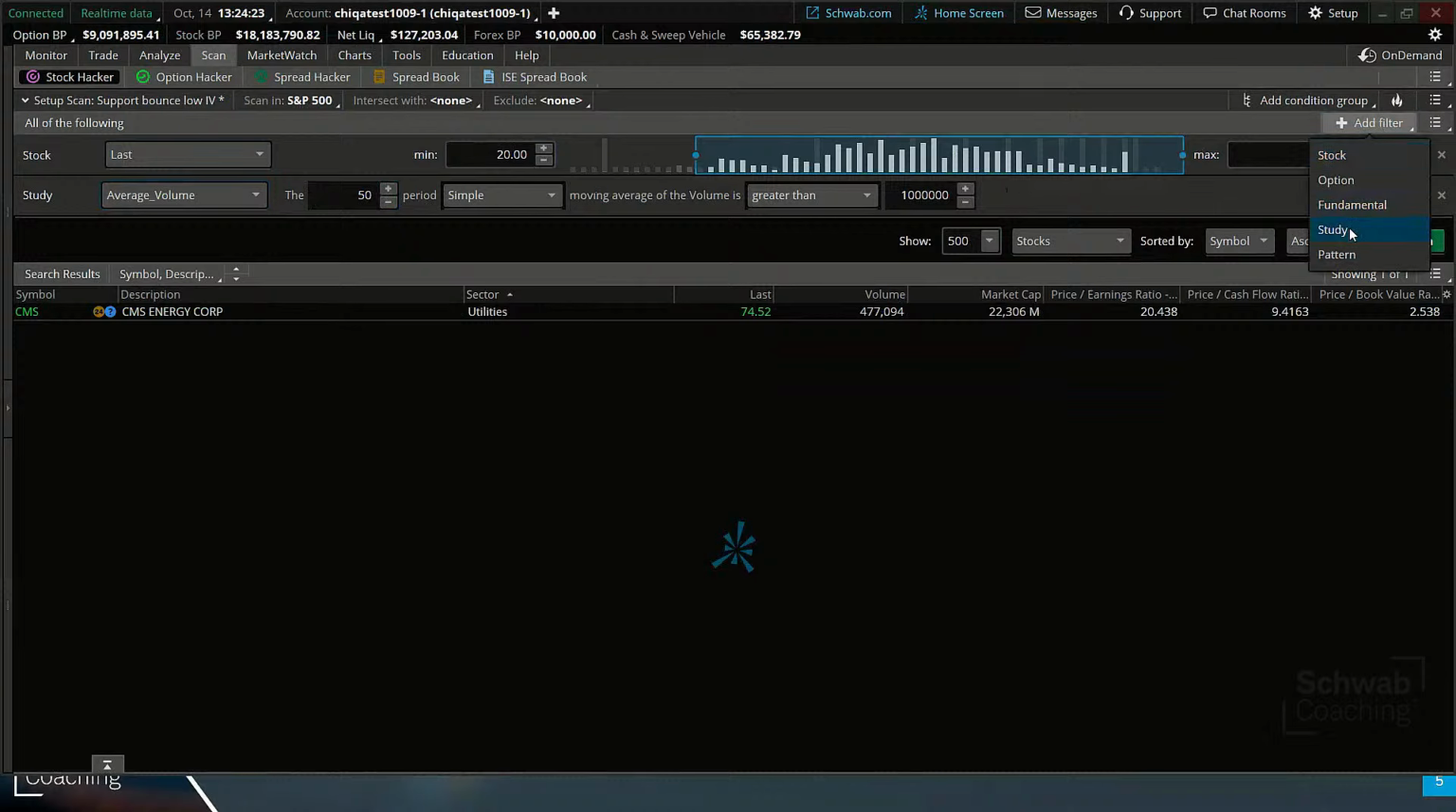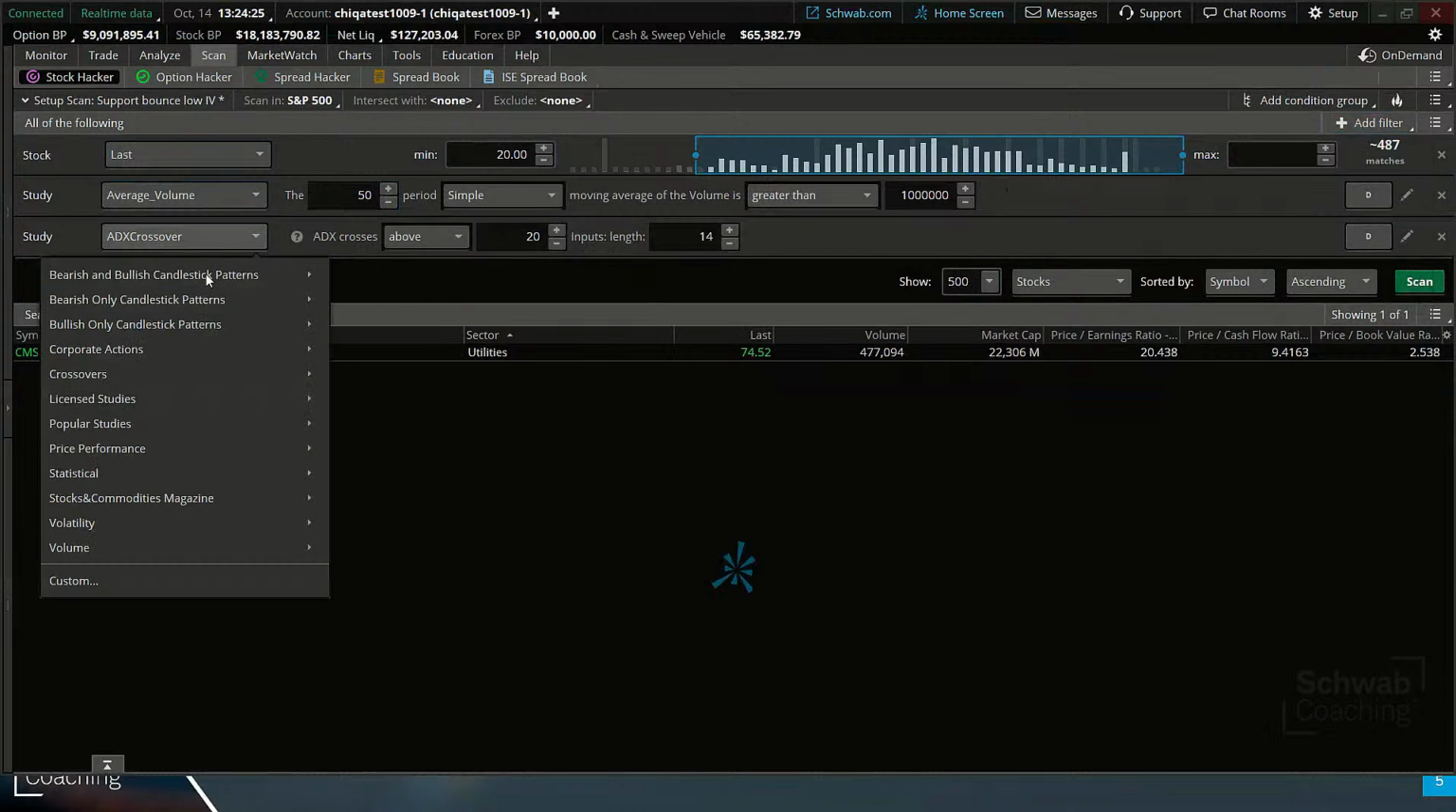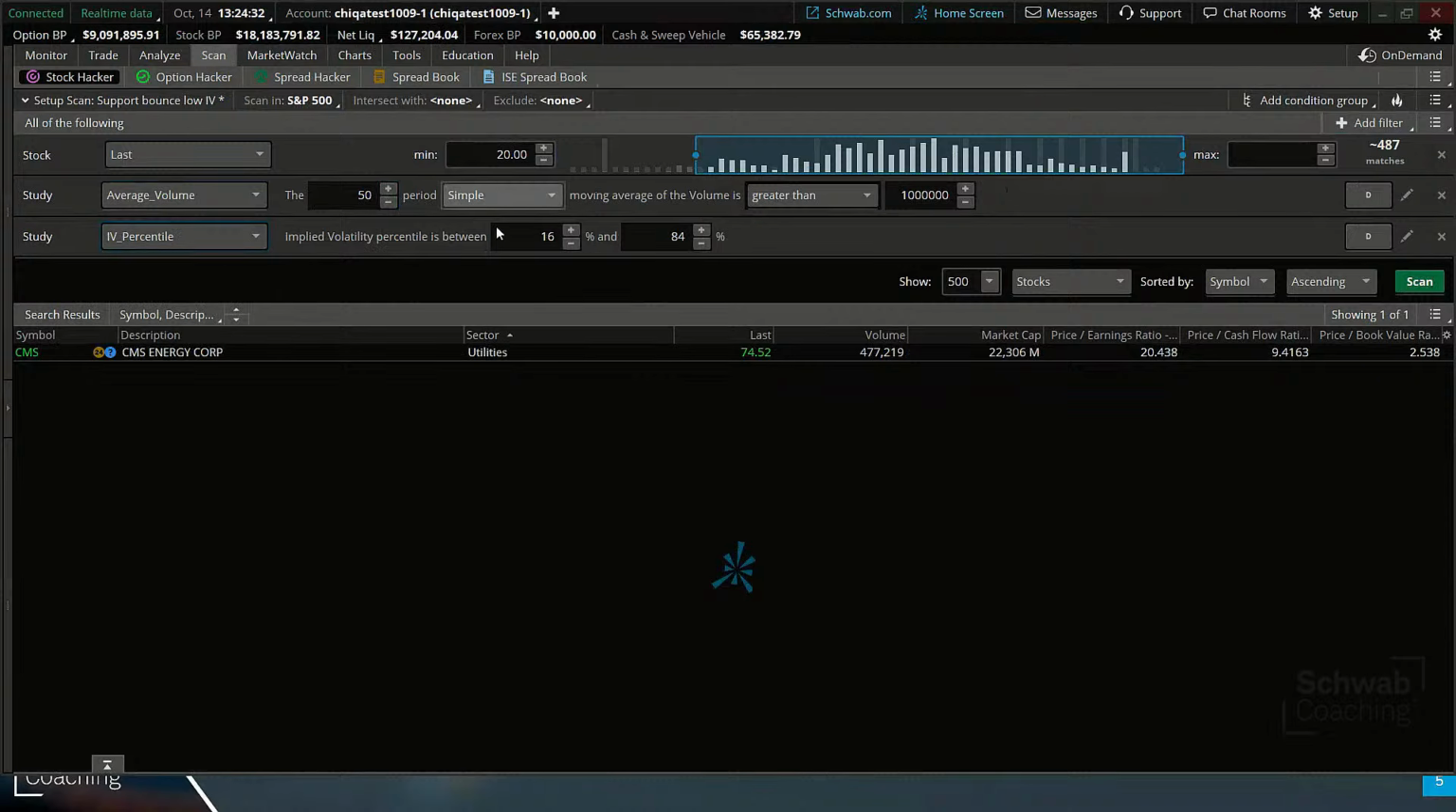I'm going to add another filter, and this one's going to be for volatility. So I'm going to go down to volatility, and I am going to select IV percentile since we talked about that a little bit.